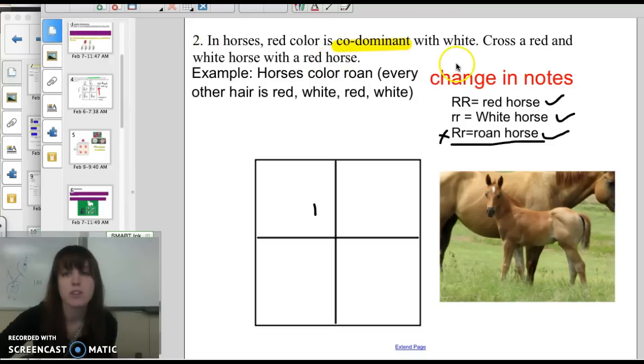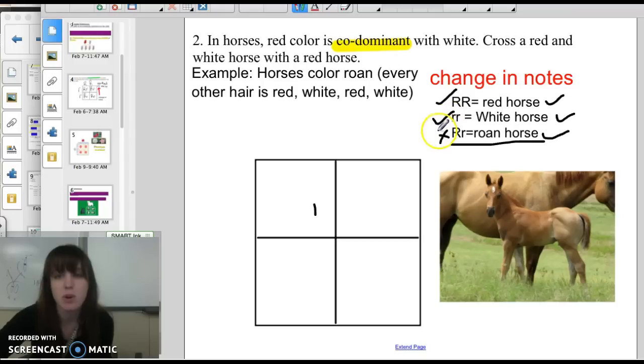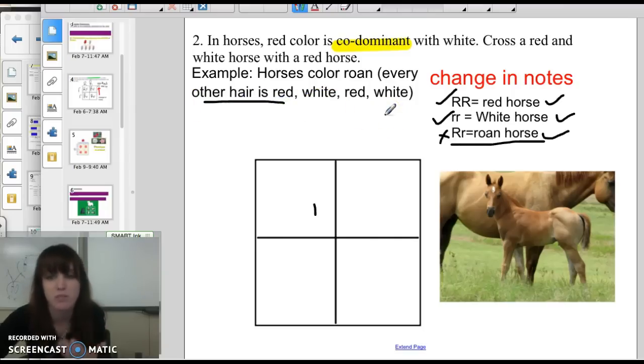Okay. So for instance, we have a horse, okay, and horses could be, and I want you to change these in your notes. Give you a second to pause to change these in your notes, make that change. So you could have a red horse, and that's its genotype. You could have a white horse with that genotype, or you could have a roan horse, a heterozygous individual, and that means every other hair is red, white, red, white. So some of it's red, some of it's white, and so you get this kind of every other kind of spotted if you were to look really closely.